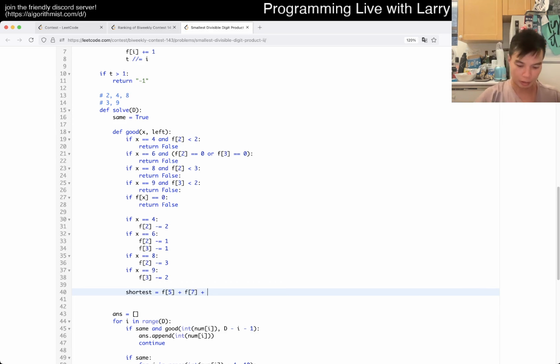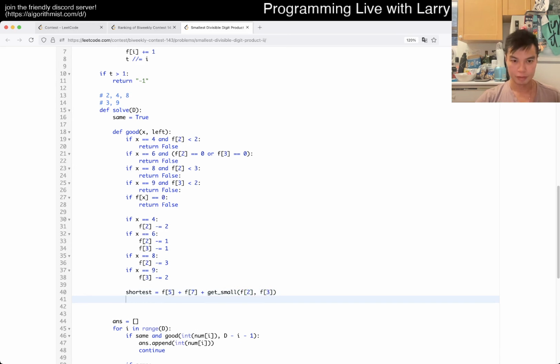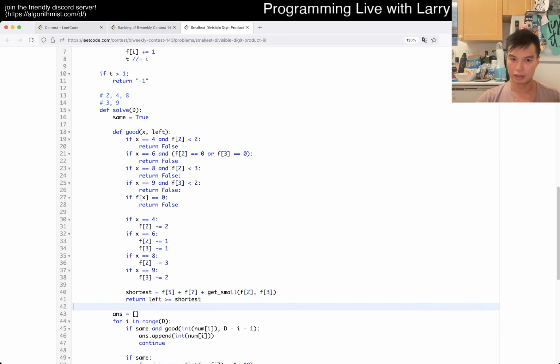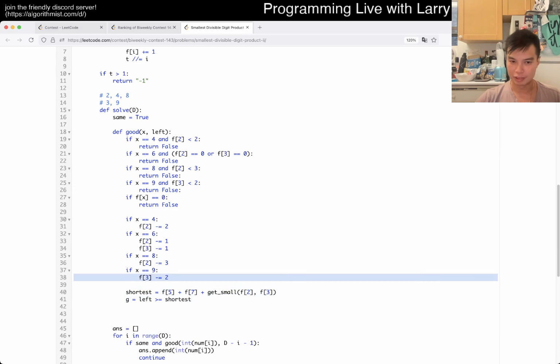All right, so then now it's more f of 3, right? So now left is the number of digits, so that means that if the shortest is still shorter than left, we're okay. So okay, if left is greater than or equal to shortest, we are okay, I think. Okay, well, yeah, and then now we have to reword this.